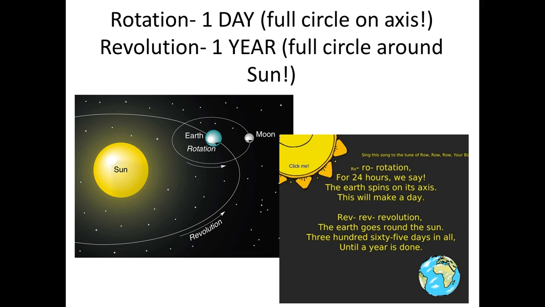Alright, we need to know the difference between rotation and revolution. Rotation is 1 day on our own axis. That's when the Earth is just rotating on its own axis in one full circle. That takes 24 hours, 1 day. Revolution is 1 full year around the sun. So the Earth revolves around the sun, makes one big circle, and takes 12 months or 1 year to get all the way around.